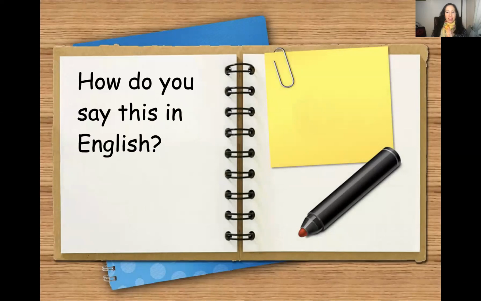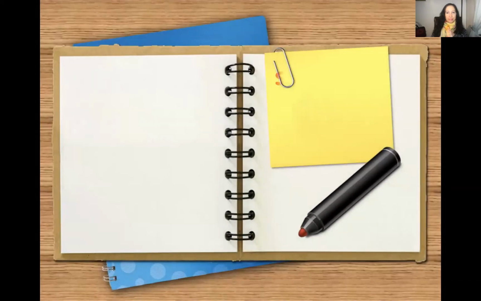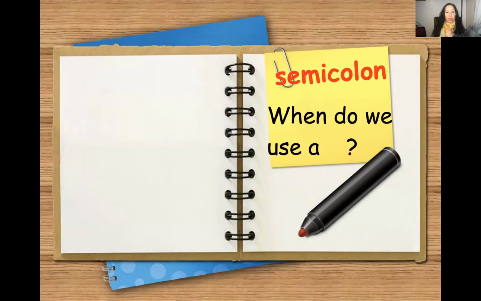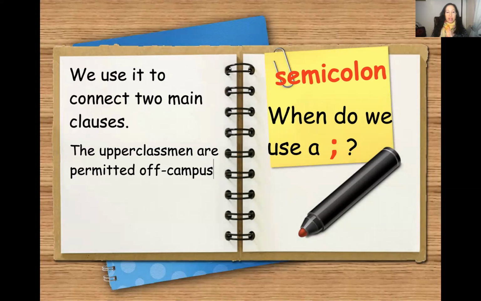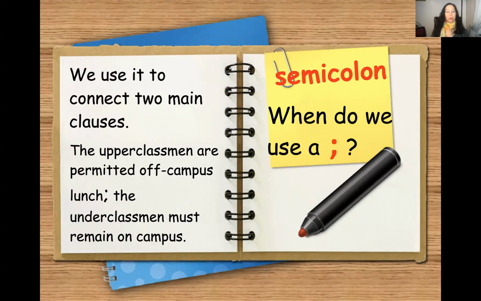How do you say this in English? Semicolon. When do we use a semicolon? We use it to connect 2 main clauses. For example, the upperclassmen are permitted off-campus lunch; the underclassmen must remain on campus. So you see the 2 main clauses.